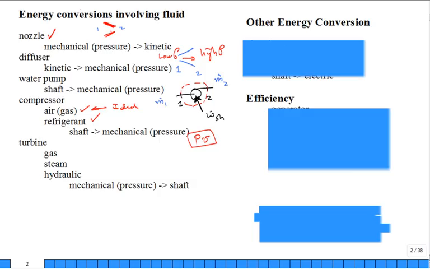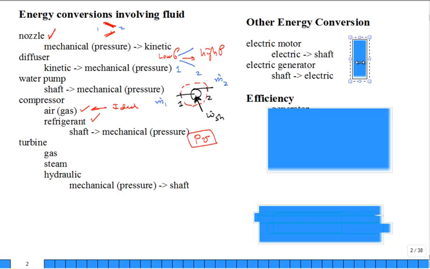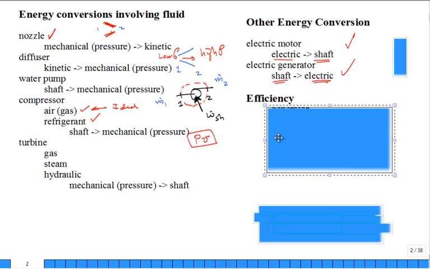What other energy conversion did I talk about on the previous slide? You just have an electric motor and you have an electric generator. So you have electric power coming in and shaft power going out, or shaft power in, electric power out. They all have efficiencies. We definitely want to make sure we understand and work with efficiencies on those as well as the other ones.